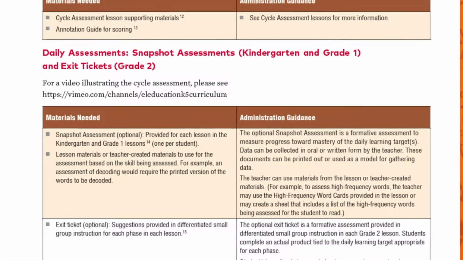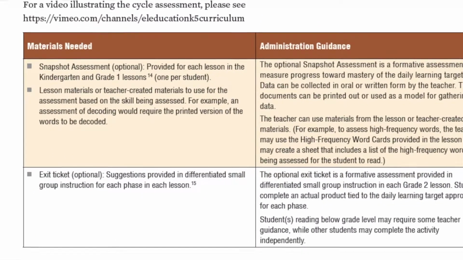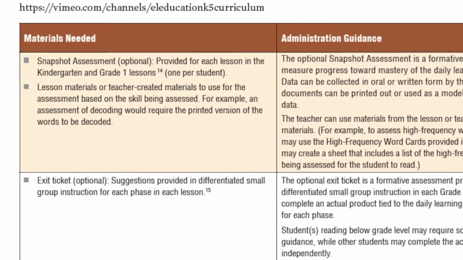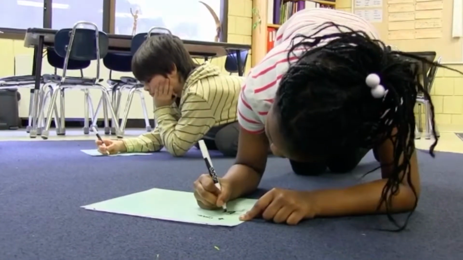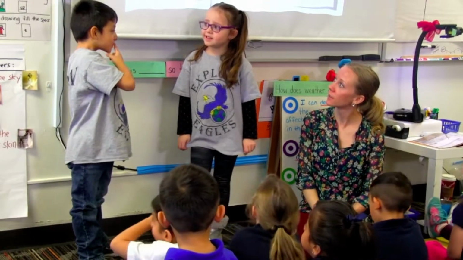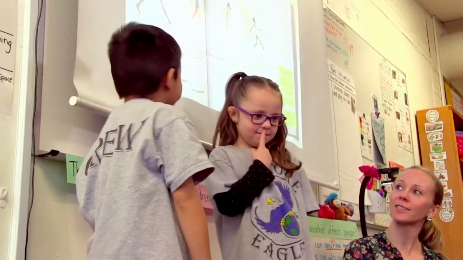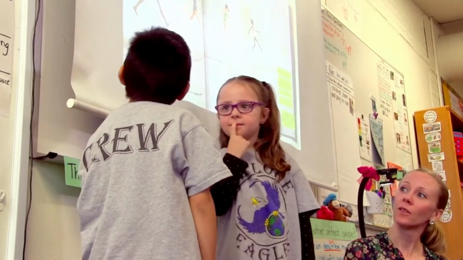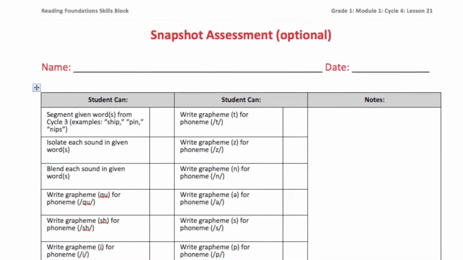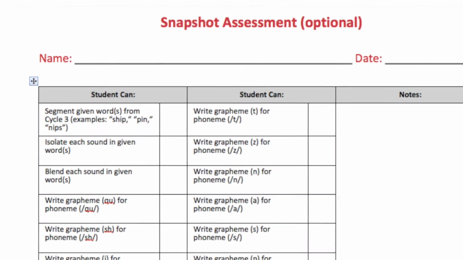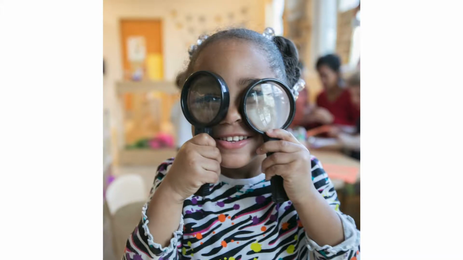Daily assessments are optional tools that we provide to help you measure mastery of daily targets. You might not have time to use these every day with every student, though you might use them more frequently with below grade level students, for example, or a group of students that you noticed struggling with a particular skill during whole group. In kindergarten and 1st grade, these assessments are called snapshots and are basically a checklist. In 2nd grade, they are called exit tickets.